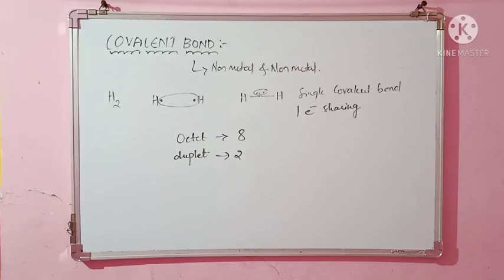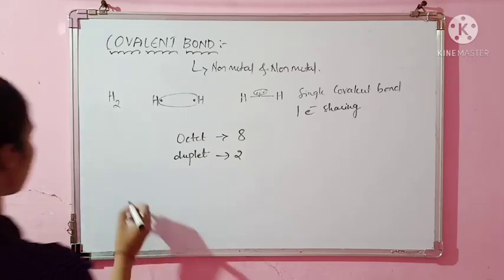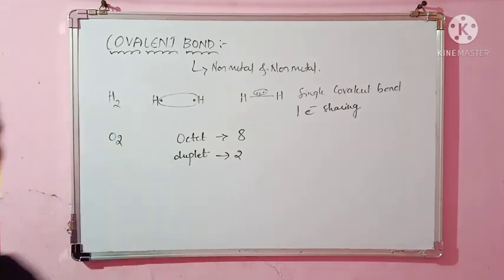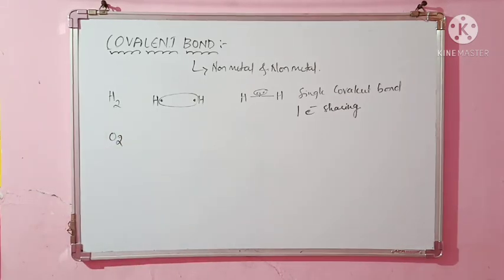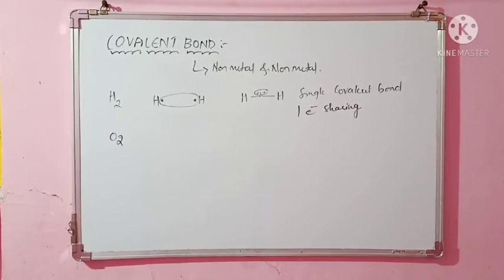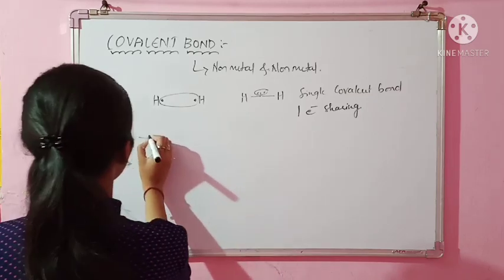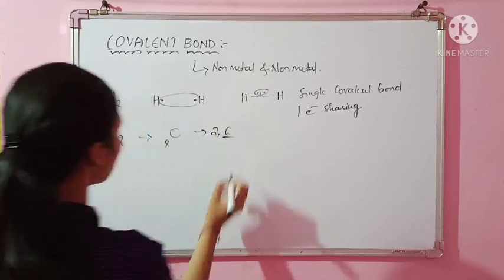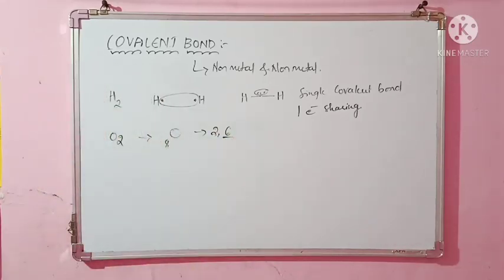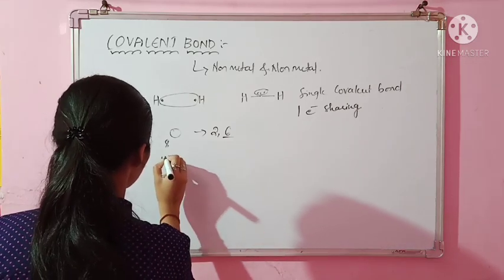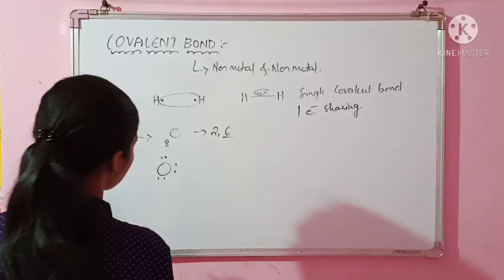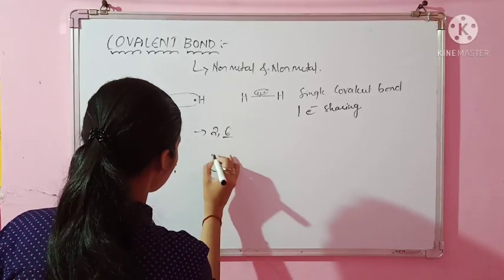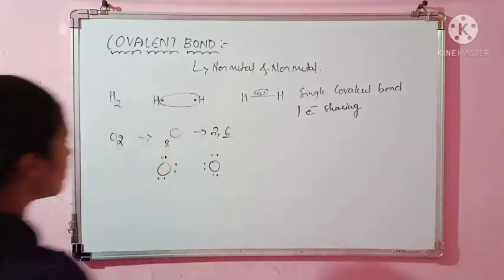Now let us consider another example, that is oxygen. Oxygen's atomic number is 8, so its configuration can be written as 2 and 6, and the outermost valence electrons are 6. If I take 2 oxygen atoms, how can I write this? This is oxygen; I'll take 1, 2, 3, 4, 5 and 6, showing 6 valence electrons. Similarly, another oxygen with 6 electrons.